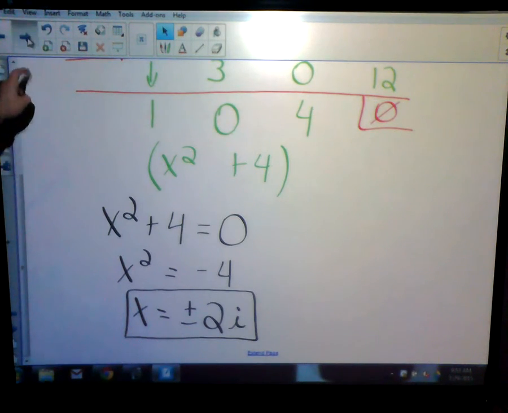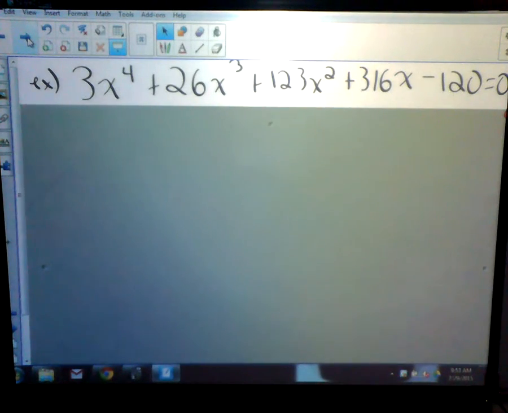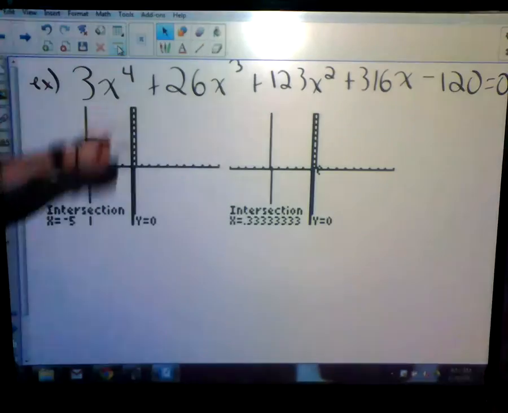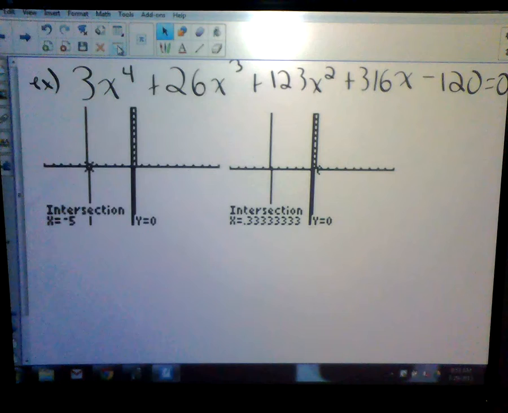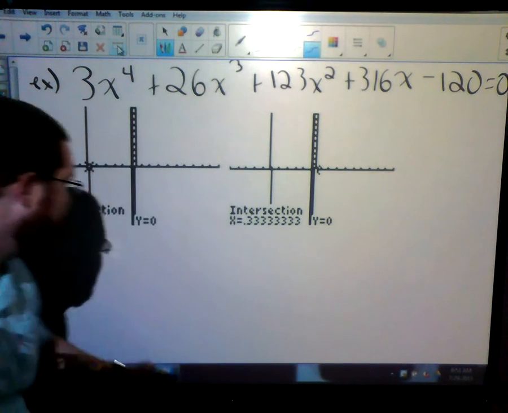Let's try a hard one. 3x to the 4th plus 26x cubed plus 123x squared plus 316x minus 120 equals 0. How many answers do I have to have? I better have 4. I went ahead and did the answers in the calculator for you. One answer is x equals negative 5.